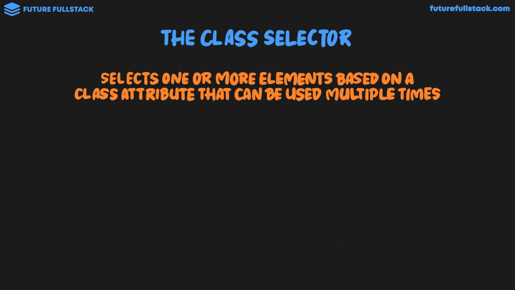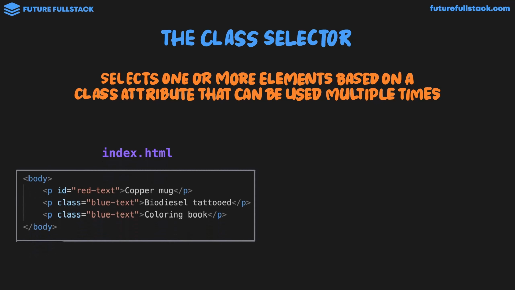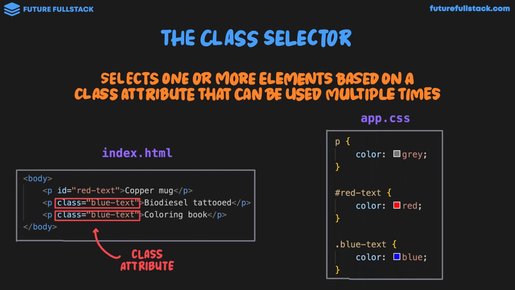Let's look at an example of this. Looking at the same index.html file we saw before, over here you can see I have the class attribute. I've given it the value blue-text, and I've used it twice. This is what makes the class attribute different to the ID attribute. It can be used multiple times. Having a look now at the app.css file, we select the class attribute with a full stop, or a period. And just like the ID attribute, we then provide the value that was used for the class attribute in our HTML, in this case blue-text.